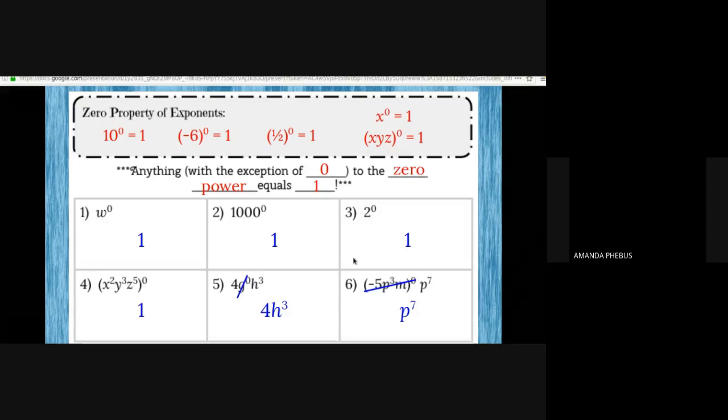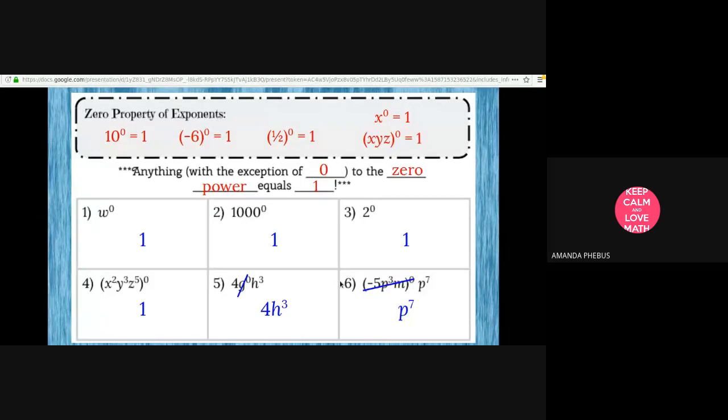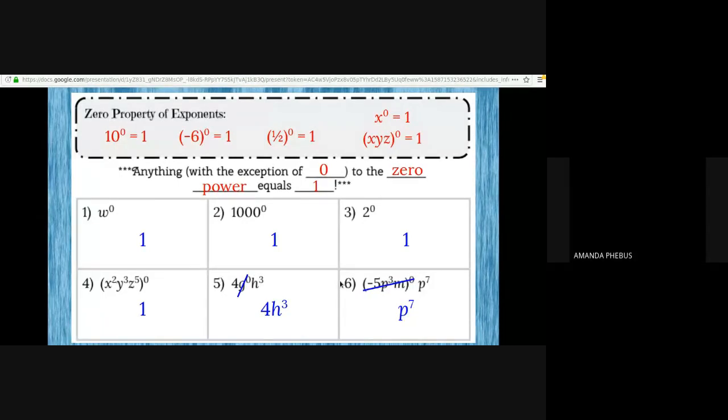Now, if there's no exponent written, like on this 4, there's an automatic 1 there. But if there's no exponent written, you can't just get rid of it. It has to have a 0 exponent in order for you to turn it into a 1. Sometimes people get confused there.